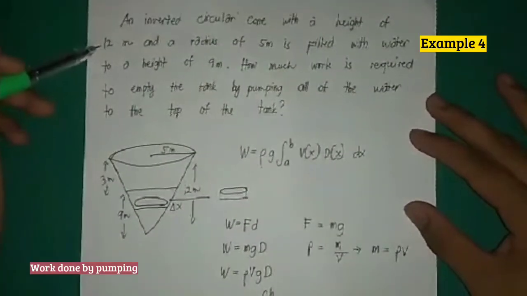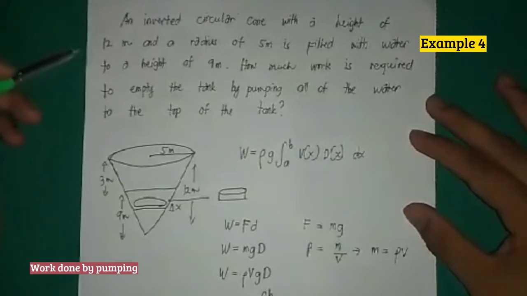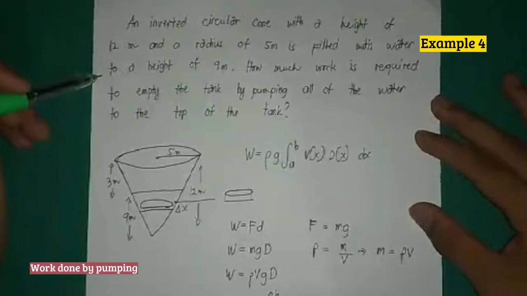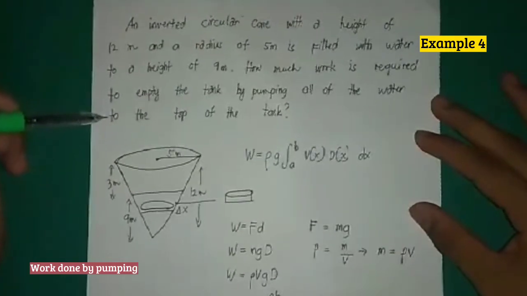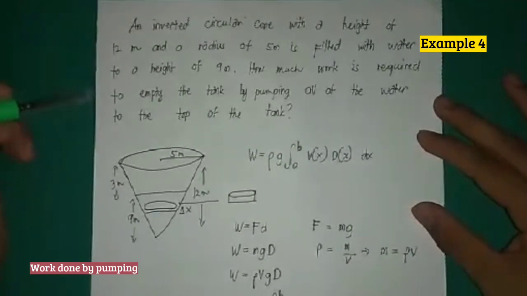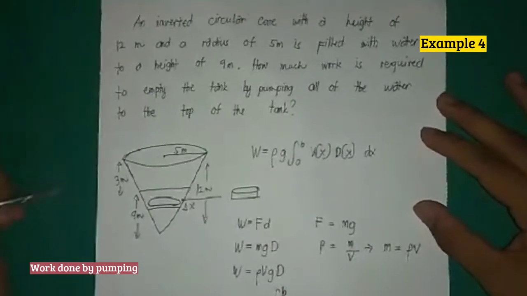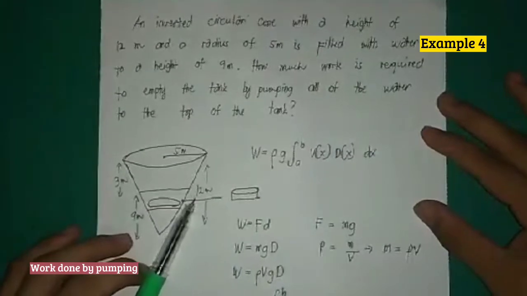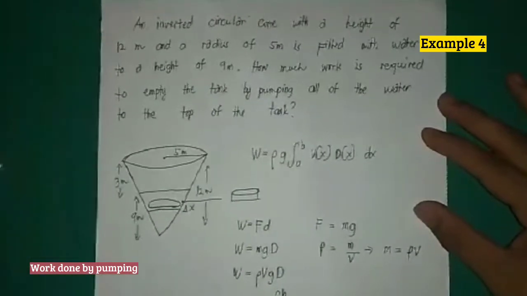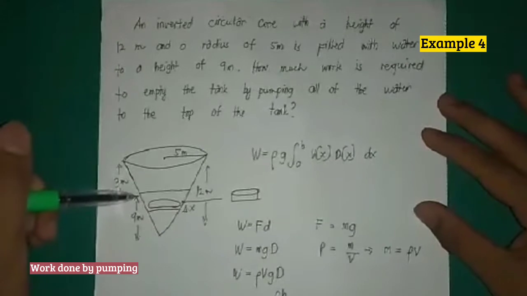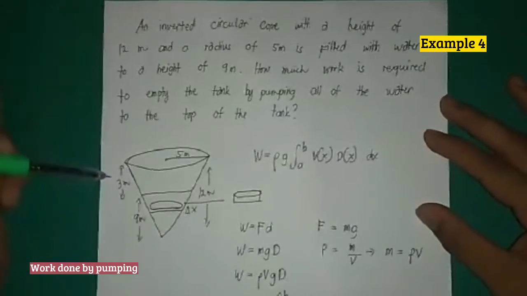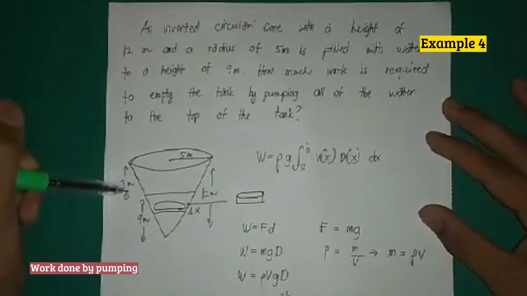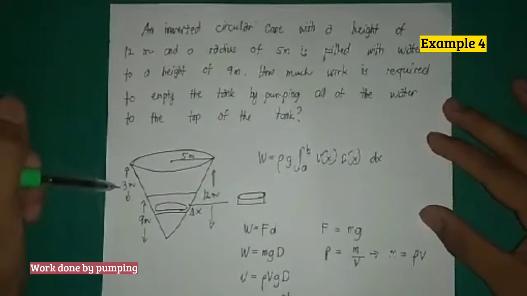An inverted circular cone with a height of 12 meters and a radius of 5 meters is filled with water to a height of 9 meters. How much work is required to empty the tank by pumping all of the water to the top of the tank? So, I'm drawing the diagram here. As you can see, the height of the cone is 12 meters, and the height of the water inside the cone is 9 meters. And the height between the water surface and the top of the cone is 3 meters.